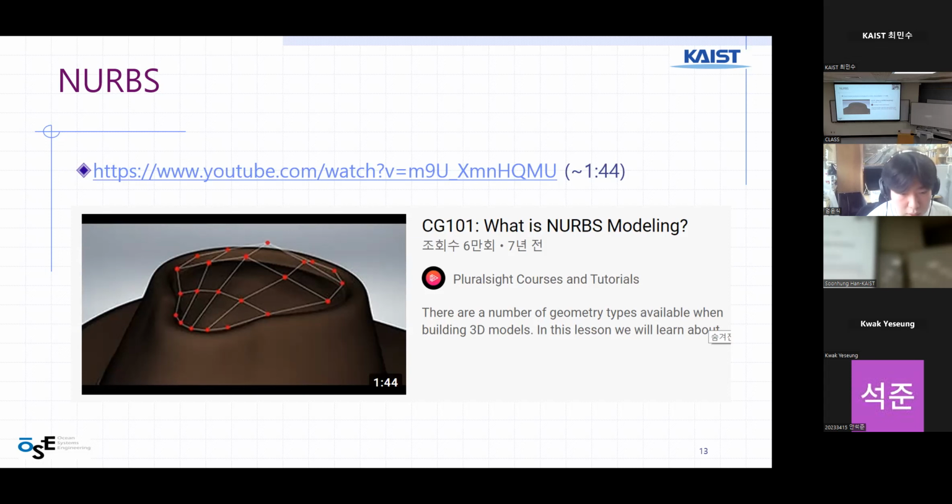Here I mention some characteristics. For the curve, NURBS curves and surfaces are defined by a set of control points, much like B-splines and Bezier curves. However, NURBS use a weighted system where each control point has an associated weight that determines its influence on the curve or surface.